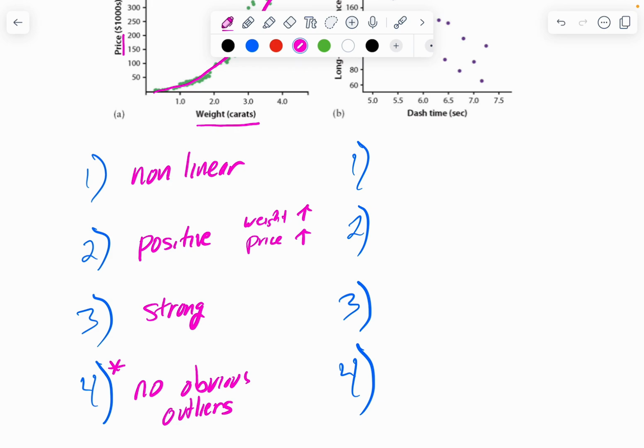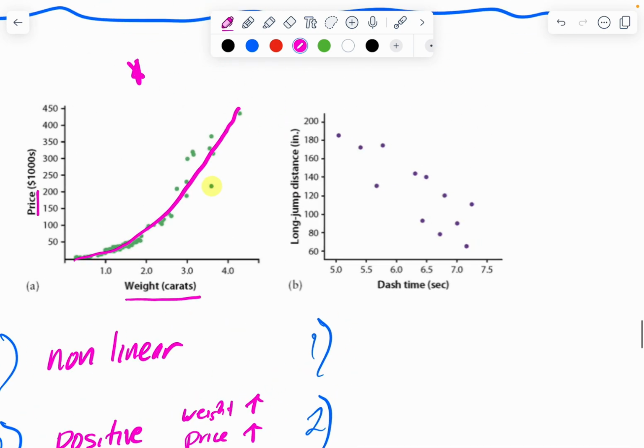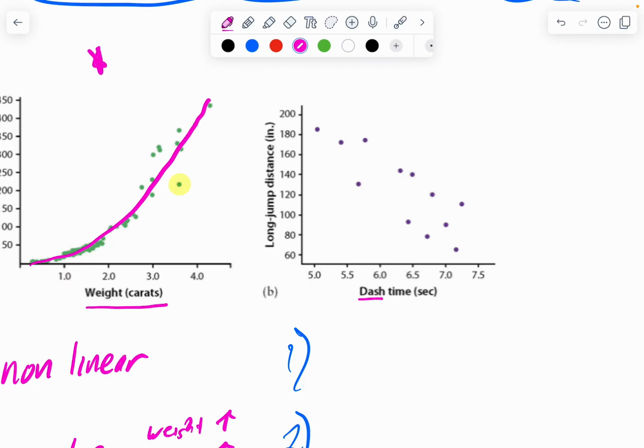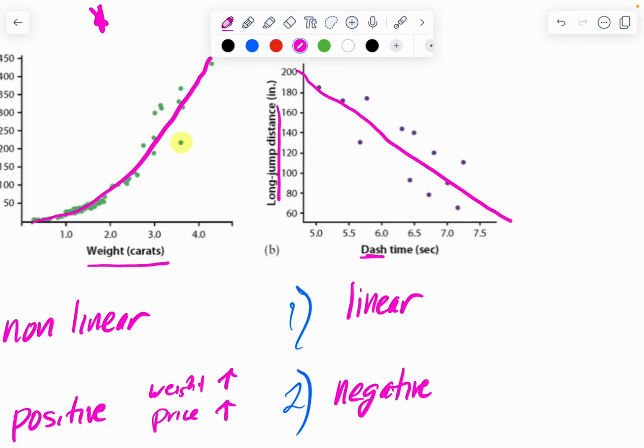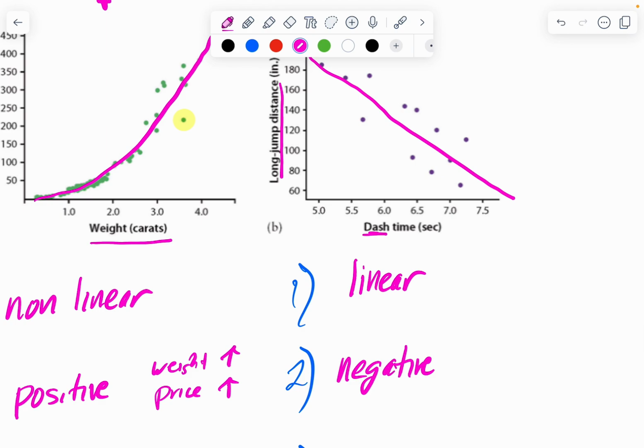Now, if we look at the other set of data, this is relating the dash time to long jump distance. What we notice here is this is probably best described as having that sort of relationship in the points. So I think this would best be described as a linear association. It does not look like it's curved at all to the naked eye. Here, though, the relationship is negative. And so that means it's a negative sloping straight line.